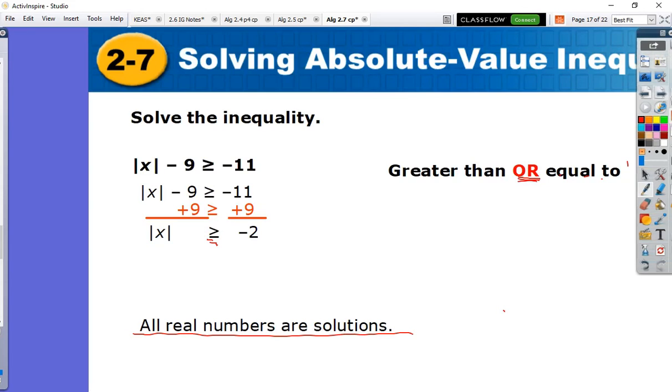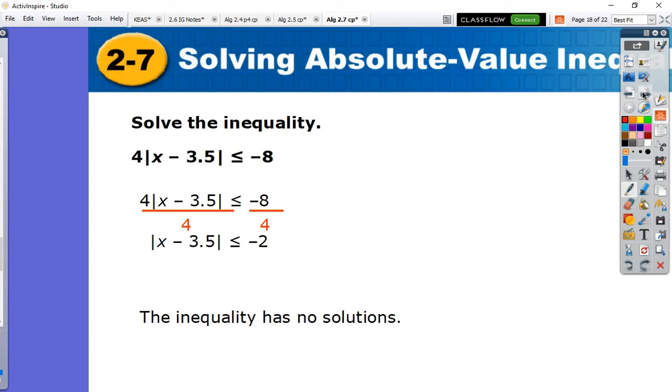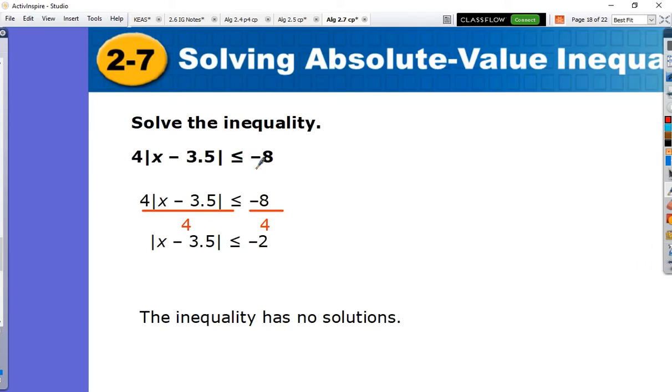The other one is if we're pointing back the other way, with the less than or equal symbol. We go through and solve it. We cancel out the 4, divide by 4, divide by 4. So you're left with the absolute value of x minus 3.5 is less than or equal to negative 2. That is not going to work. Remember, this can never be negative, so it's never going to equal negative 2, and it's never going to be less than negative 2. Never, never. So this inequality has no solutions. Unsolvable. You can't answer it.